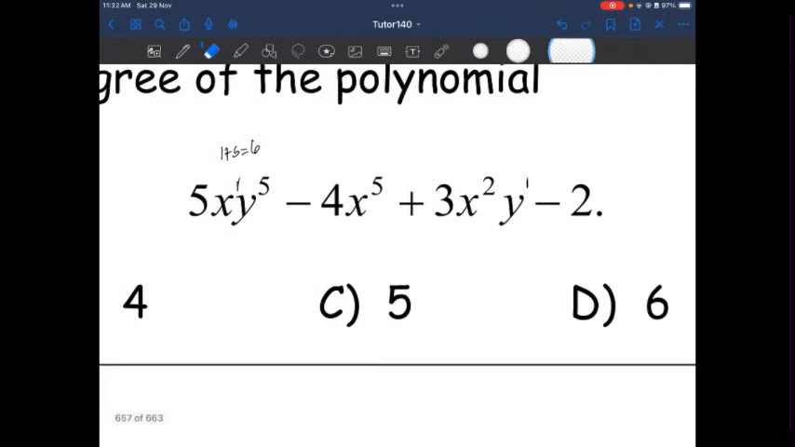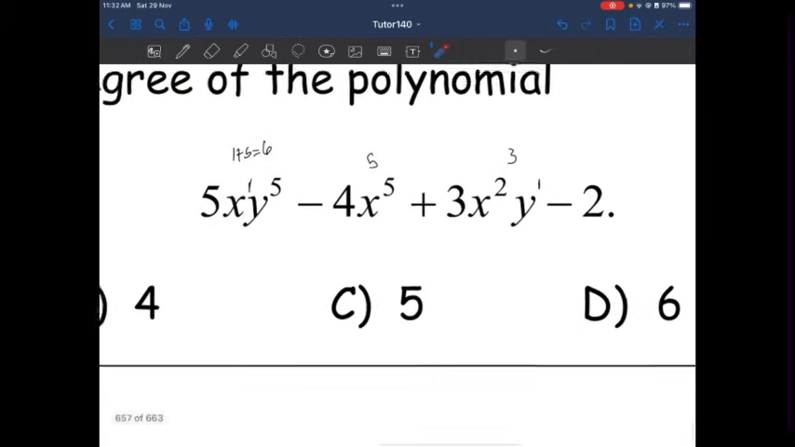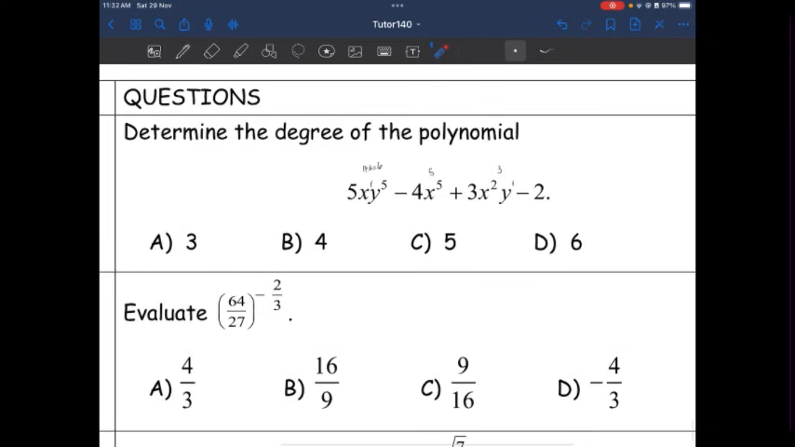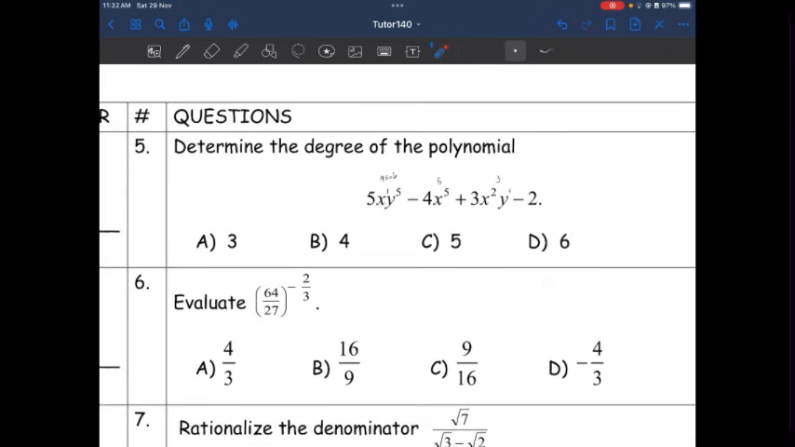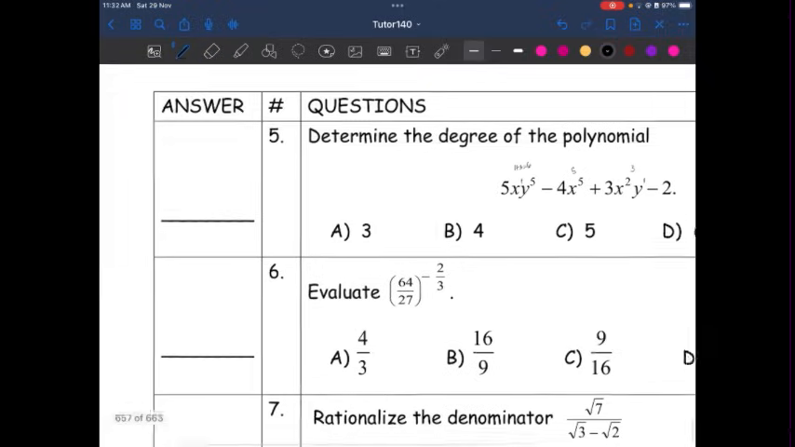The degree of this term is 5. The degree of this term is 3. So you're looking for which one has the highest. The 5xy to the power 5, this has the highest degree of 6. So the degree of the polynomial is 6, which is D.